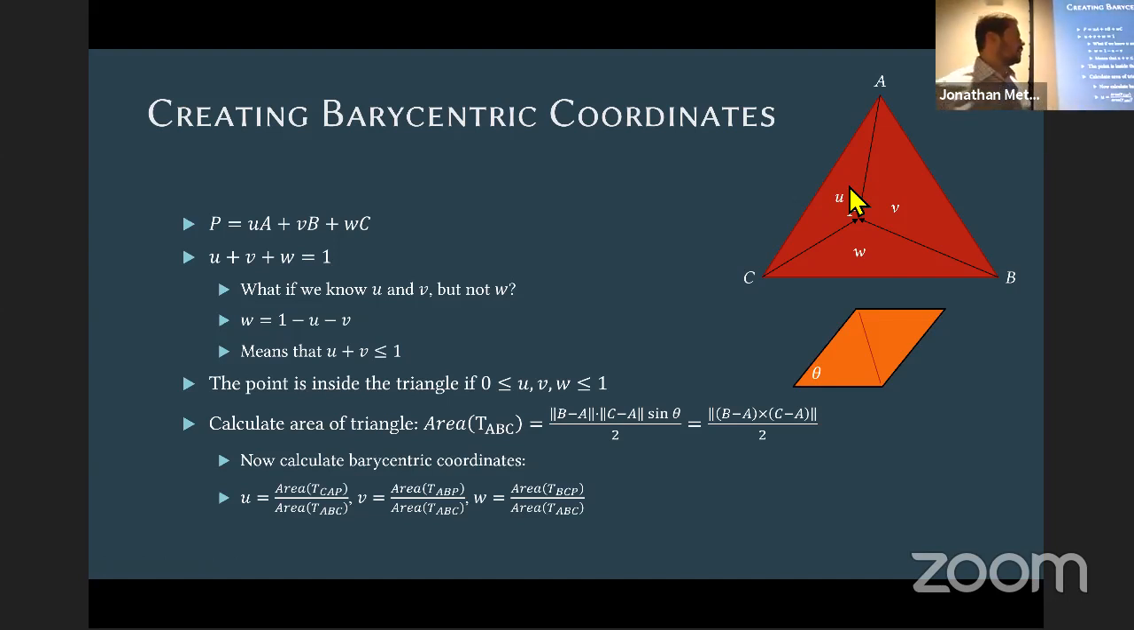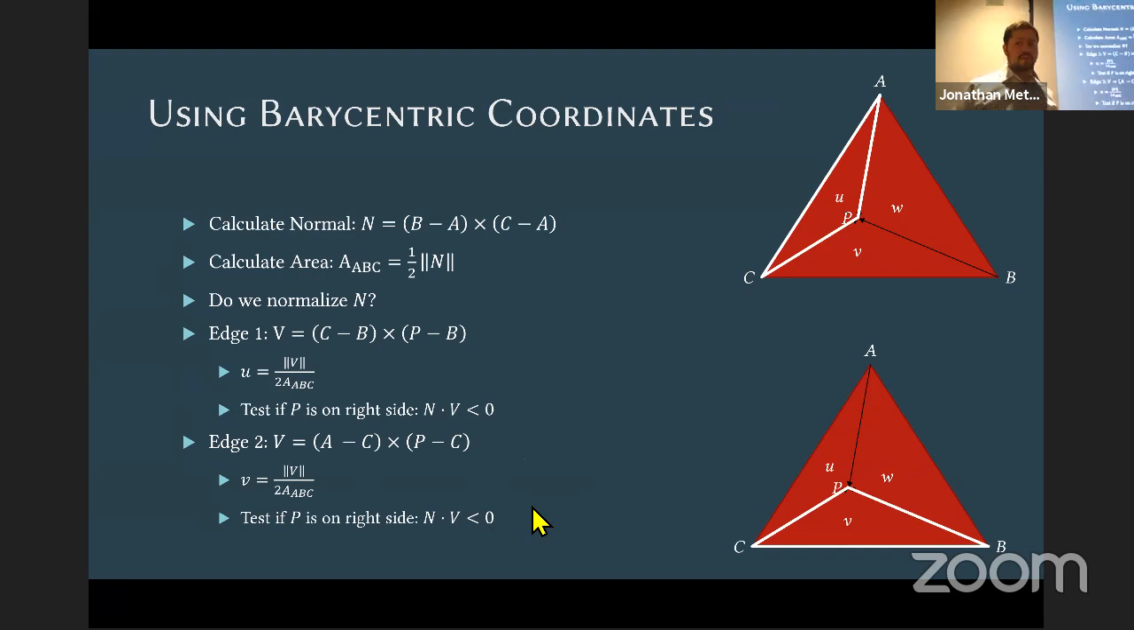So in order for us to calculate, we would basically divide the area for, say, C, A, and P, right? So that's u. And if we want to get v, we divide the area of A, P, and B. And then lastly, to get w, we would need the triangle C, P, and B, or BCP. And that's how we calculate the barycentric coordinates. All right, so these are all things we know how to do now because we know how to calculate cross product, we know how to calculate length. And so the next thing we want to do is be able to use them.